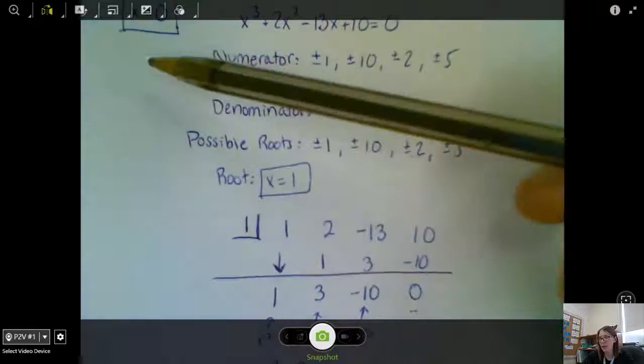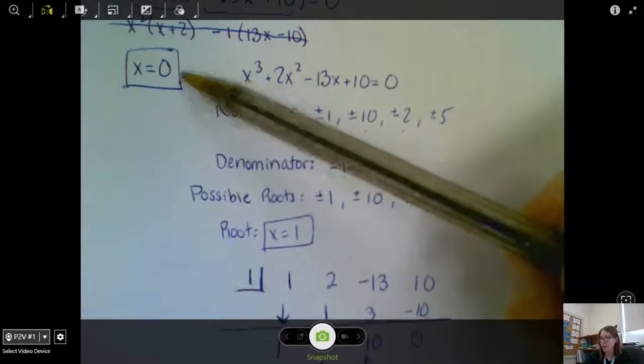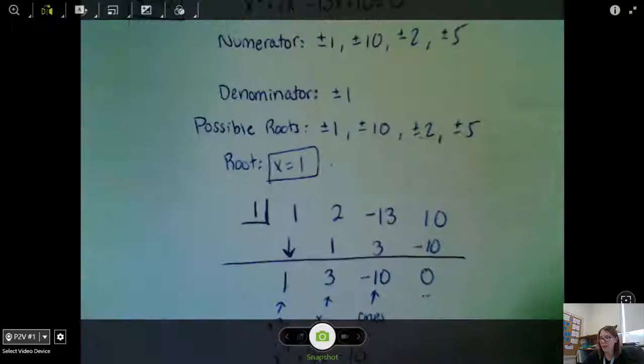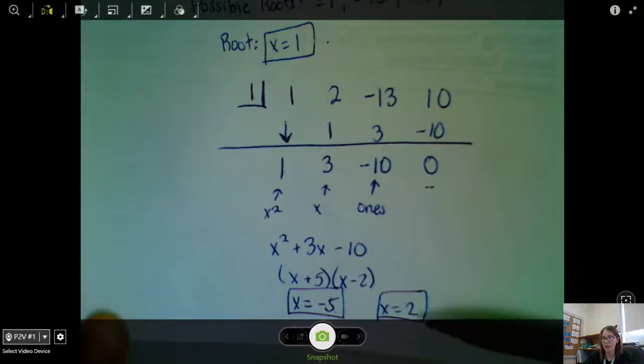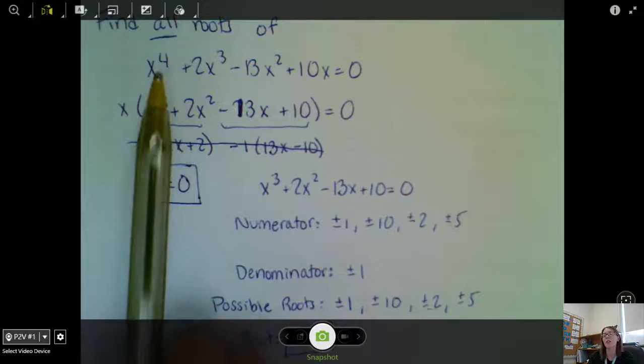Okay, but you can double check. I have my x equals 0, my x equals 1, x equals negative 5, and x equals 2. Those are my 4 roots. My degree was 4. That tells me I'm done.